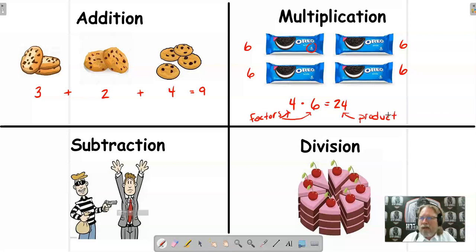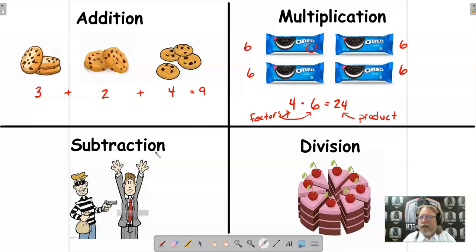So I could say, what is the product of 4 and 6? It would be 24. I could say, what are factors of 24? Well, two factors of 24 are 4 and 6. But the idea is that multiplication is used for the repetitive addition of the same value. If I'm going to repeat the same number over and over again, shortcut, multiply.